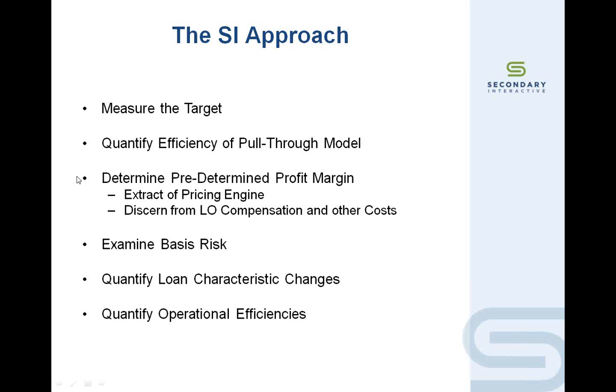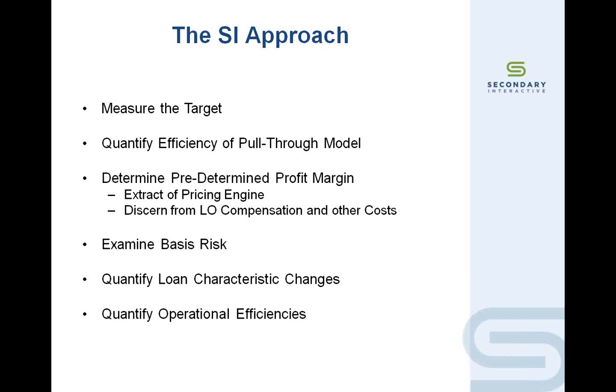What is that best efforts mandatory spread? We quantify the efficiency of the pull-through. We look at the predetermined profit margin, which we can pull, one of the benefits, again, of having the product eligibility and pricing system in the same system with the hedging system. So our Optimal Blue partners is being able to extract that margin right out of the lock information.